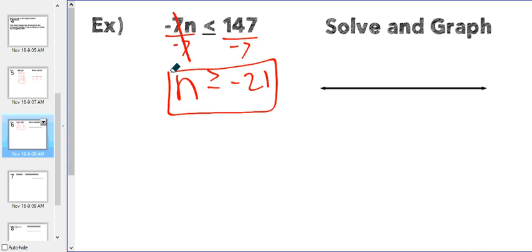So I've got my inequality flipped from dividing by a negative. There's my final answer. Come over here to my number line, -21 in the middle. Closer to 0, so -20 to the right of that, that's bigger. And then further away from 0, -22 over to the left. Closed dot on -21 because it's an or equal to. And then it points to the right, so I would want to shade to the right. Again, remember, multiply, divide by negative, have to flip that inequality.